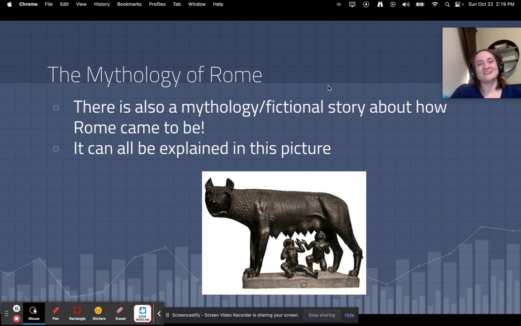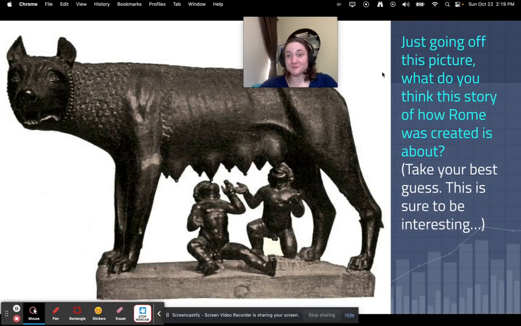Welcome back. So, like I kind of hinted before, there is also another mythological way of how Rome came to be. And it can be explained all within this picture right here. This picture explains the entire story. So, my next question for you is just going off this picture, what do you think the story of how Rome was created is about? Just take your best guess. This is really going to be interesting. You can't say, I don't know. Just take a guess. How does the statue symbolize the start of Rome? Just take a wild guess.